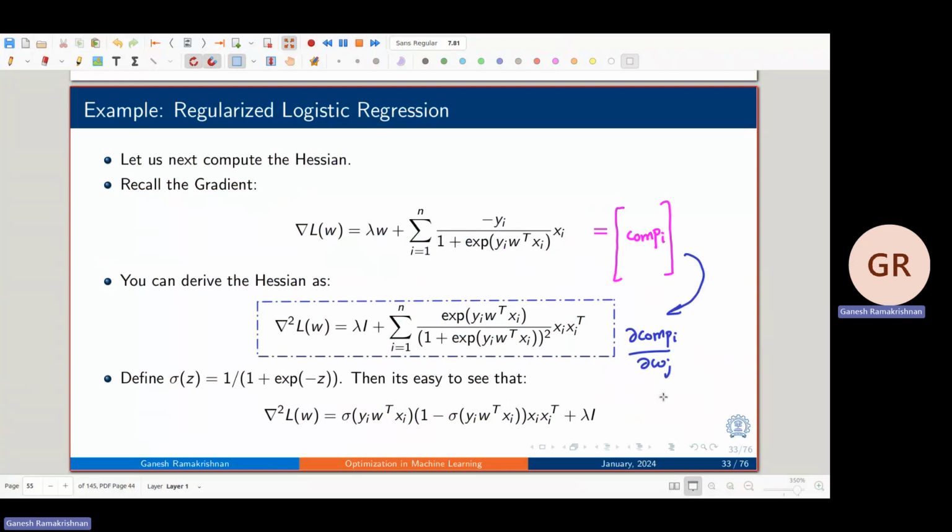So this is clear. I've just written now the same Hessian slightly differently. If you write sigma z, what is this called? The sigmoid, right? Use sigmoid, then basically the Hessian can be written as sigmoid of yi w transpose xi into 1 minus sigma yi w transpose xi into xi transpose. Is this clear? There will be a lambda I sitting out from here. Okay.